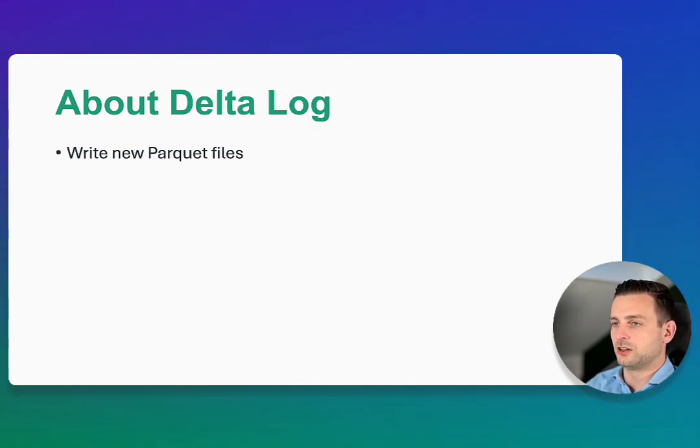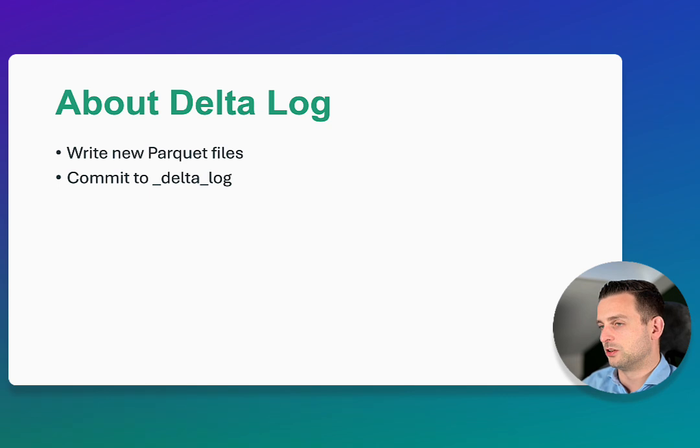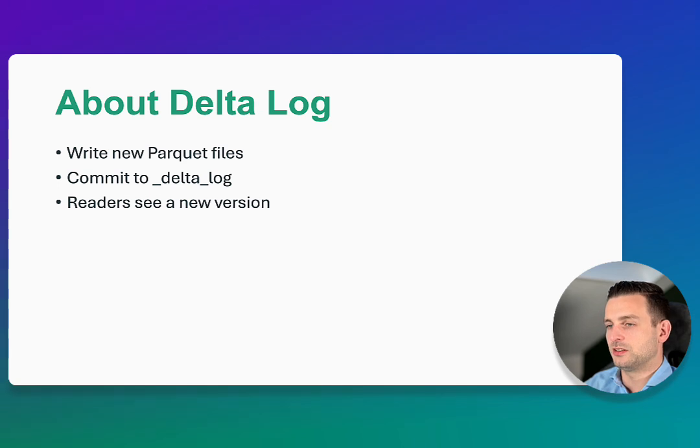Now about this Delta log. When we write data into a Delta table, and when we update data in a Delta table, we are writing new Parquet files. We then commit a transaction to the Delta log folder. It's the _delta_log to be precise. Readers will then, after the commit, see a new version of the Delta table. So we had version 1 and now we have version 2. Version 2 contains this new commit.